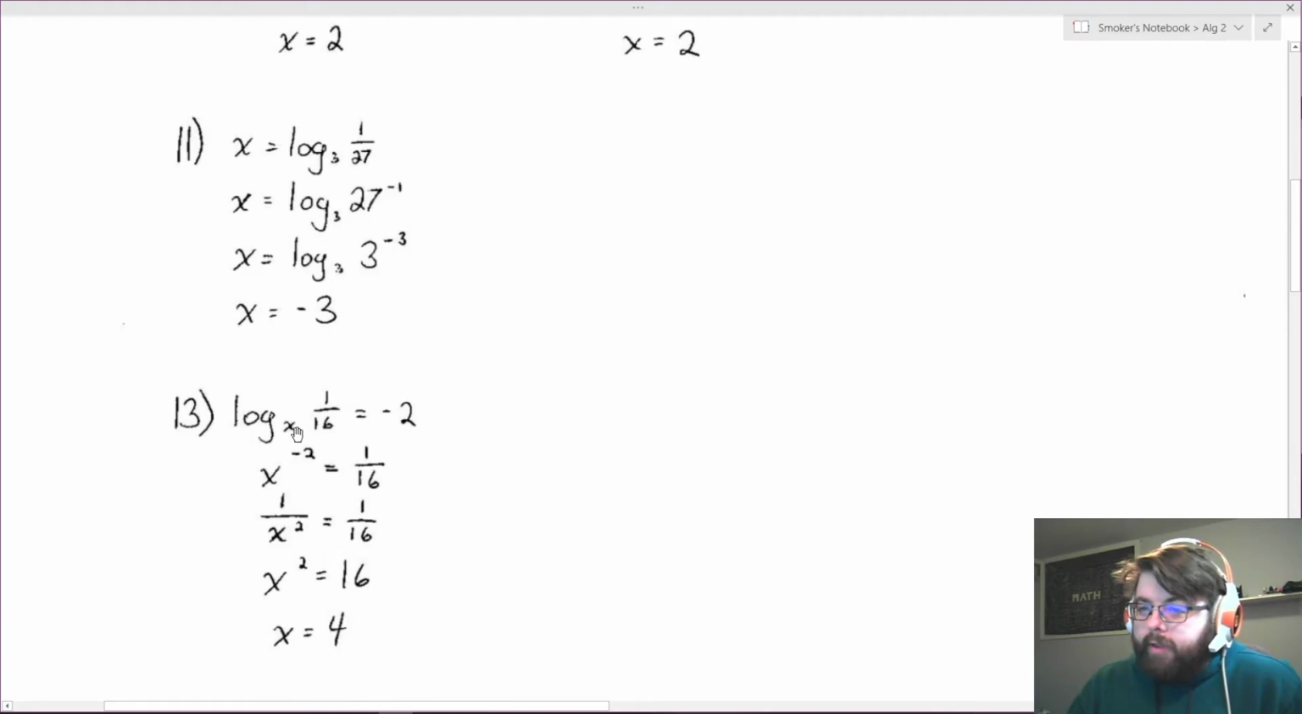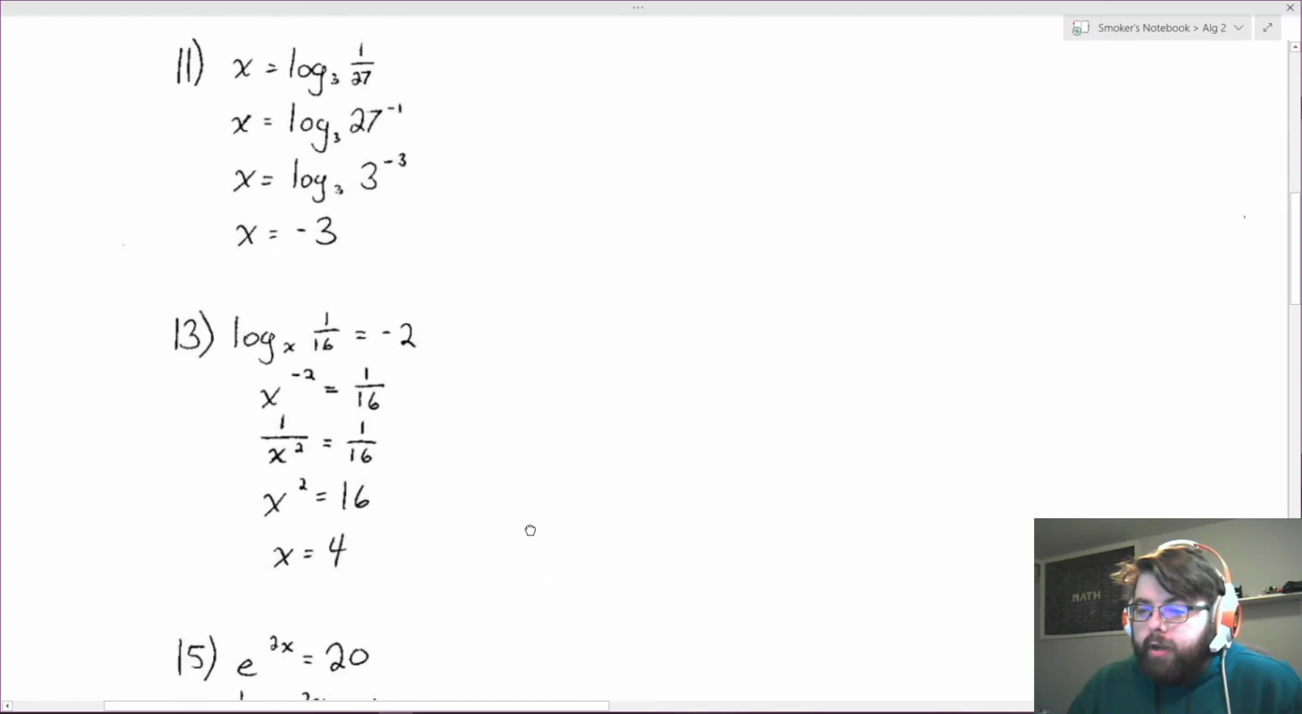Negative 4 is not a solution because you cannot have a negative in a base here. You can't have a negative here, and you can't have a negative here. Let's do one more here.